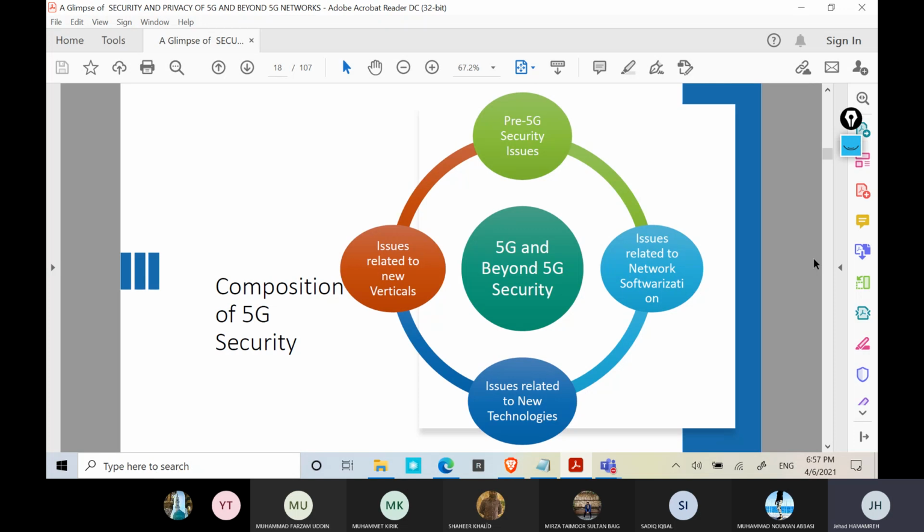Then we have the issues related to new technologies, such as mobile edge networking, software-defined radio, software-defined networking, network function virtualization, and so on. Cloud computing. Those are the key core technologies. I'm not speaking here about the radio technologies. And now you have the issues related to new verticals.